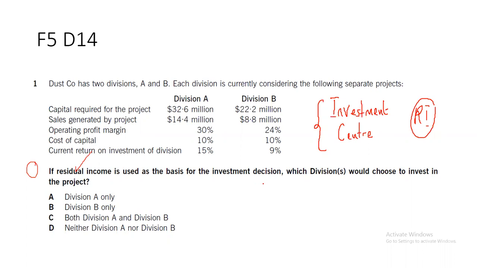If residual income is used as a basis for investment decision, which divisions would choose to invest in? The major disadvantage of ROI? What's the major problem of ROI? Which the examiners have asked again and again. It discourages investment into new assets.